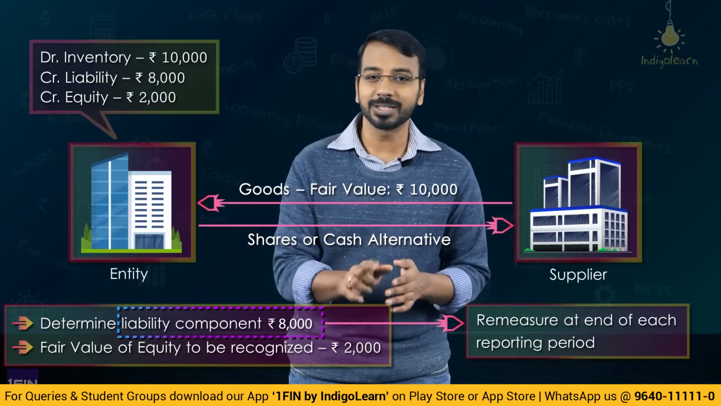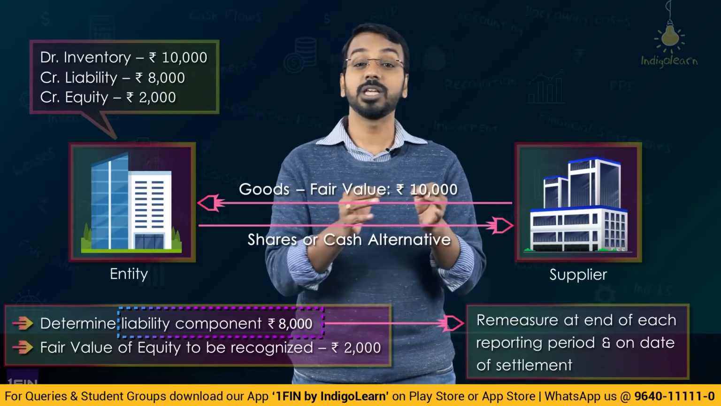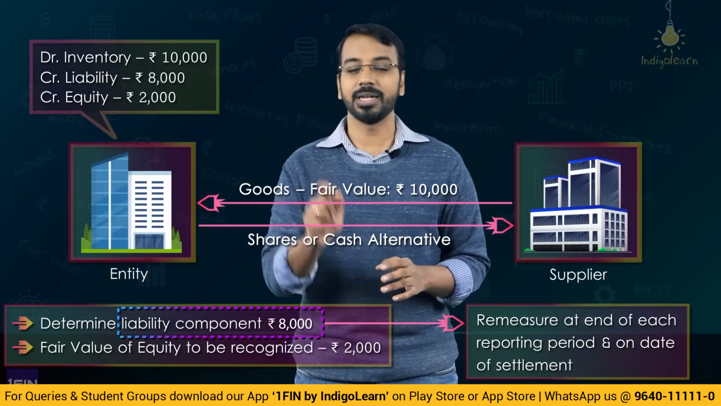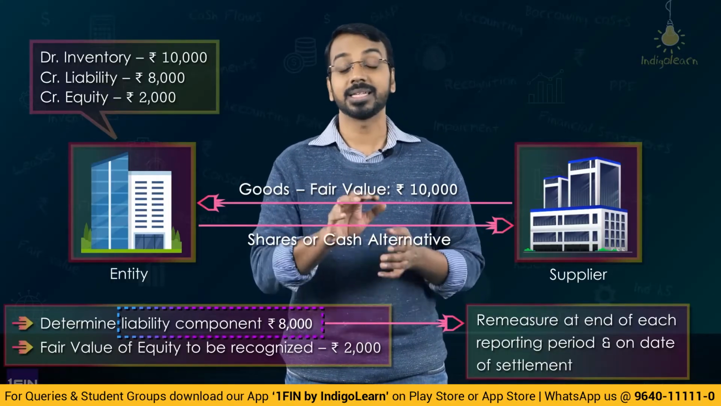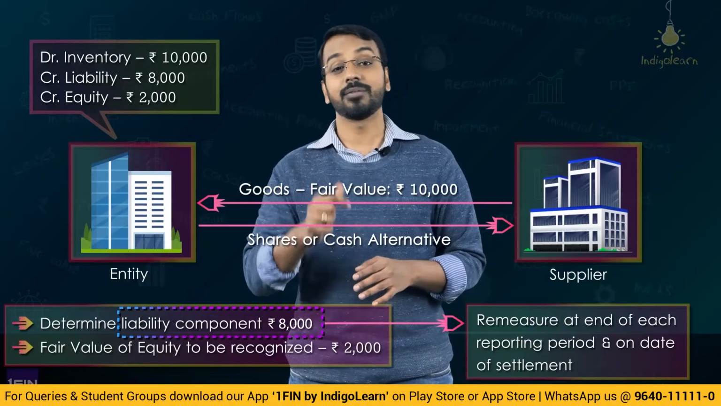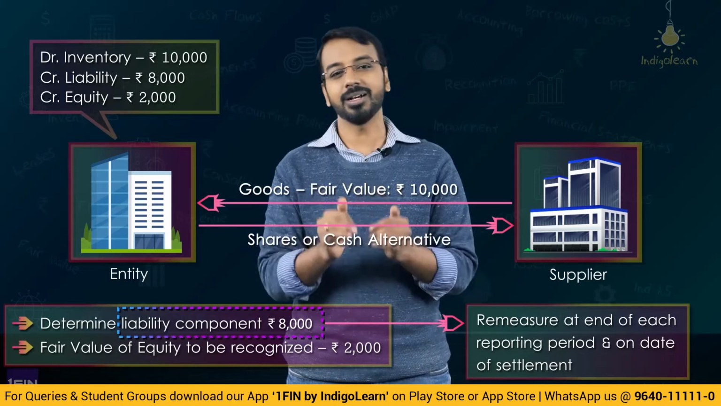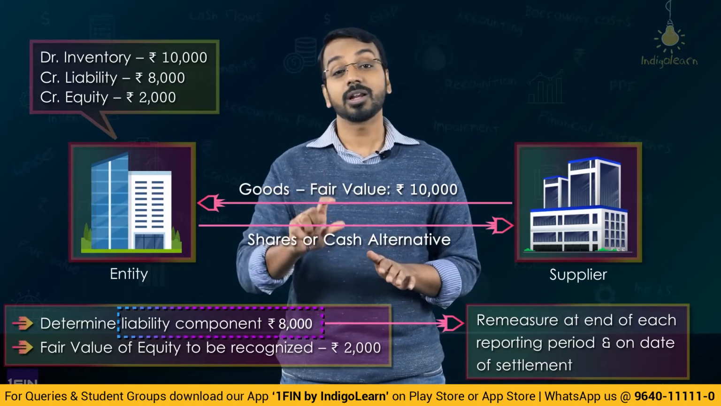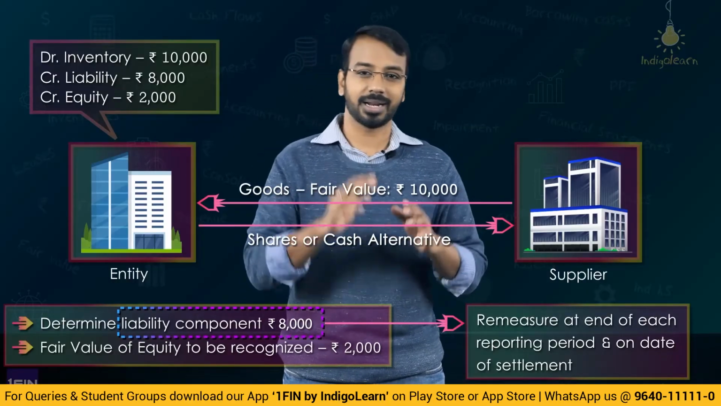So at the end of each reporting period and on the date of settlement, you will have to remeasure the fair value, and any difference arising on account of changes in fair value will be recognized in the P&L, right? So if the liability value increases, you will have to debit the P&L. If the liability decreases, you will have to credit the P&L or credit the corresponding expense. Okay, so that is one more thing you have to keep in mind, that for the liability portion, you have to treat it as if it is a cash settled transaction.